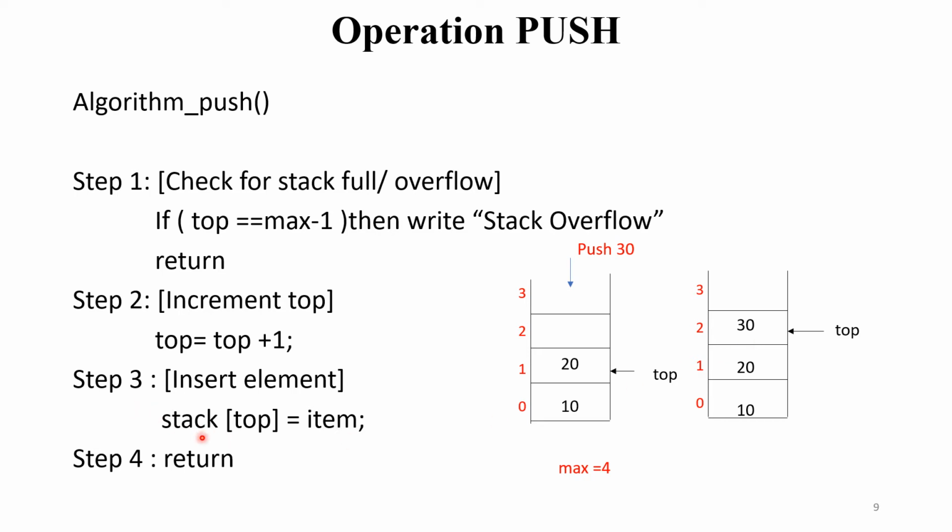Step 3 is stack top is equal to item. Here stack top is 2, so top 2 means we insert 30 in the second index. Item means 30. Step 4 is return. So using this algorithm, we insert new data in the stack. So here we insert, that is push, 30 to this stack.